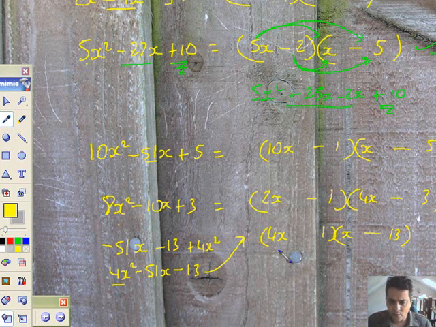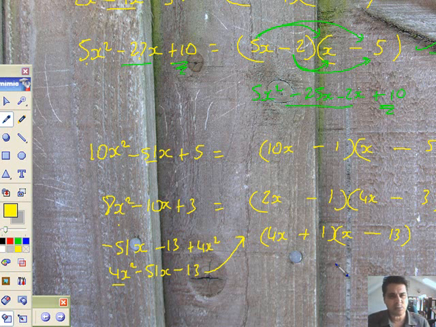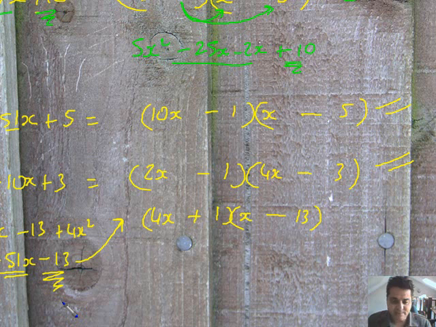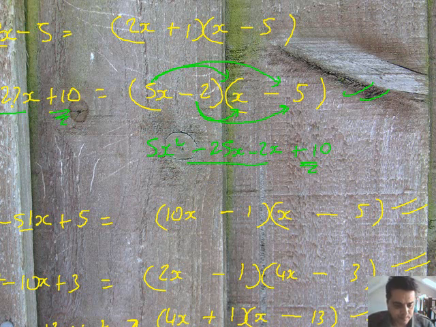Look, 4x times x is 4x squared. 4x times minus 13 is minus 52x's. And if I put a positive there, 1 times x is positive x. So minus 52 plus 1 is minus 51x's. So it's right. And look, 1 times minus 13 is minus 13. I'm very happy with that. I think I'll give myself a couple of marks.